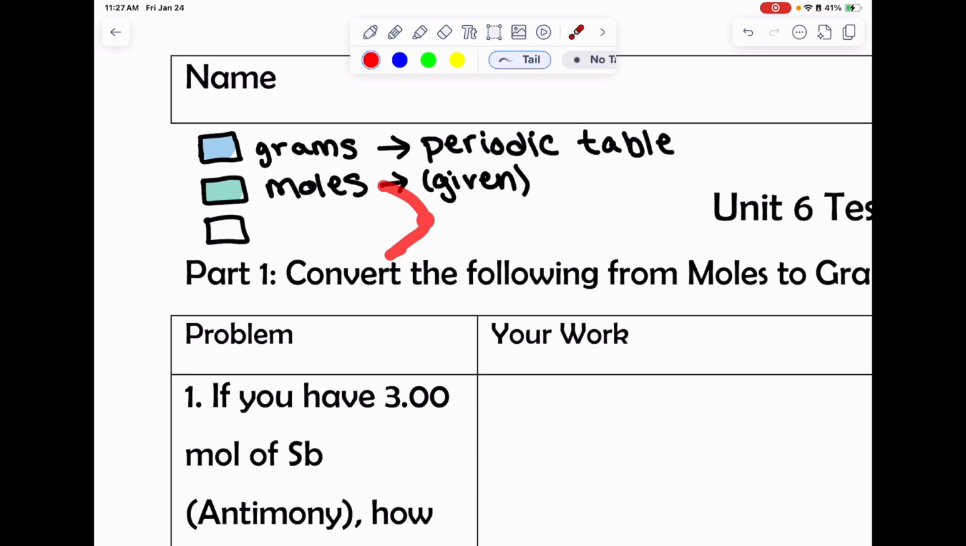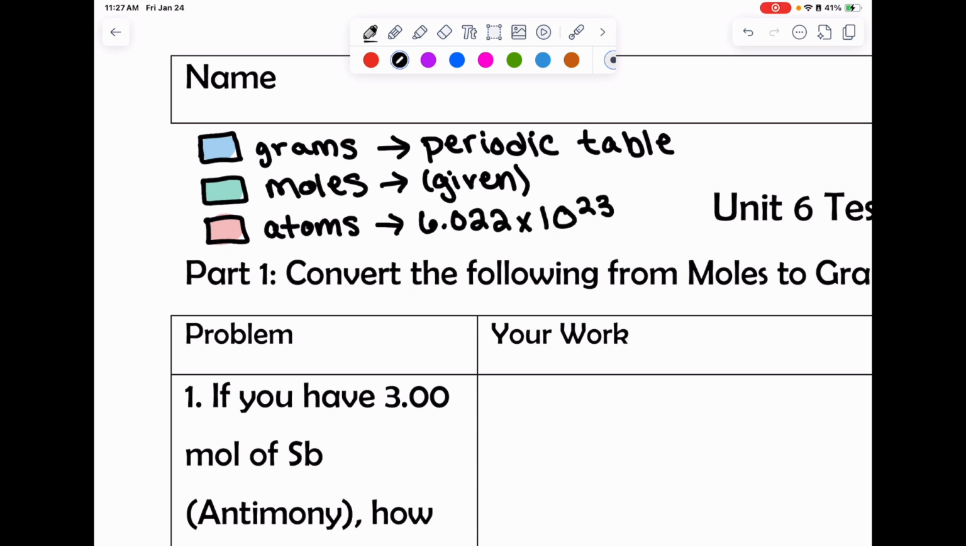The next thing I want to highlight is pink, and I'm going to make pink stand for atoms. Anytime you see the word atoms, you need to think of Avogadro's number, 6.022 times 10 to the power 23. This is for atoms, molecules, or particles. All of that means you need to use Avogadro's number.